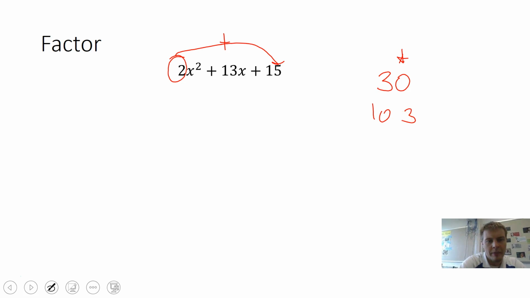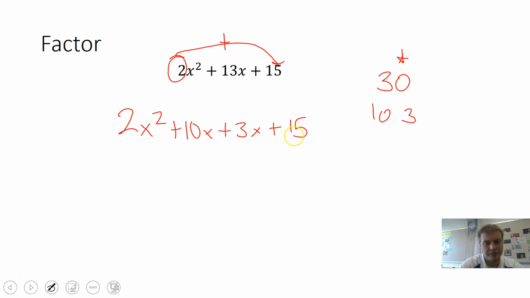So now I'm going to rewrite my polynomial: 2x squared plus 10x plus 3x plus 15. And now that I have this, you might go, well, should I add these back together? No, because we just split them apart. So what we really want to do once we get to here is cut this thing in half and then factor out half and half at a time.